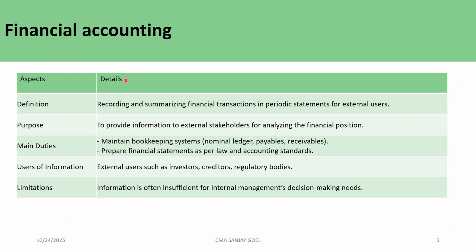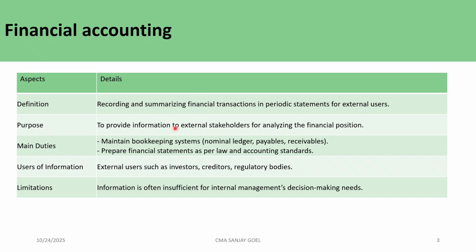Financial accounting. We will cover the following topics: definition, purpose, main duty, use of information, and limitation. What is the definition of financial accounting? It is the recording and summarizing of financial transactions in periodical statements for external users. It is a periodical statement; it may be 1 month, 6 months, or 12 months.